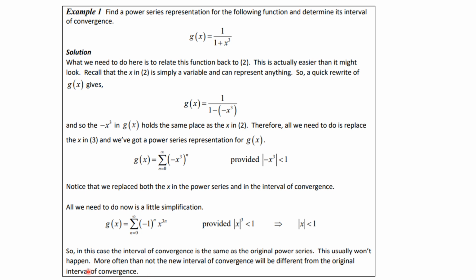Now this won't always happen. More often the new interval of convergence is different than the original interval of convergence. So notice now that we have g of x, which is represented by this power series for this radius of convergence.